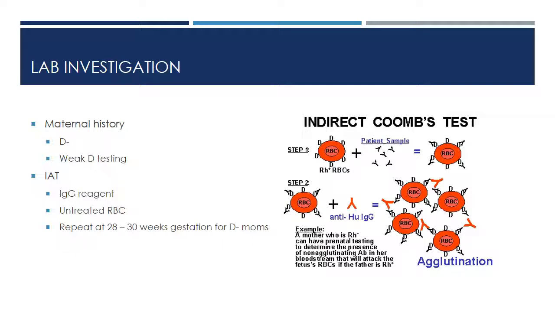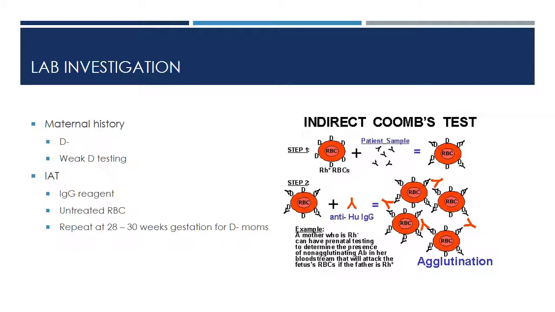And the other thing to think of when we're talking about D and the maternal history, you do have to do weak D testing, because the weak D mother is potentially at risk of developing an anti-D. We know that can sometimes happen. So you need to do weak D testing to make sure that you can really predict all the women who are at risk for this situation.